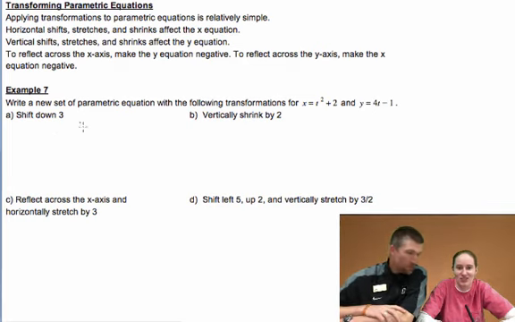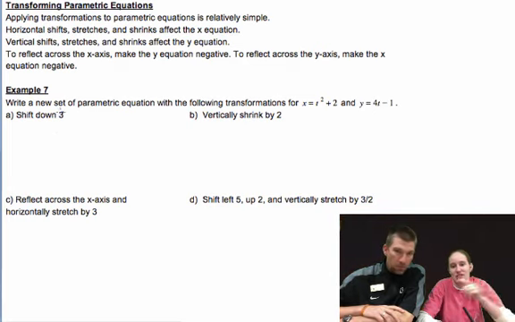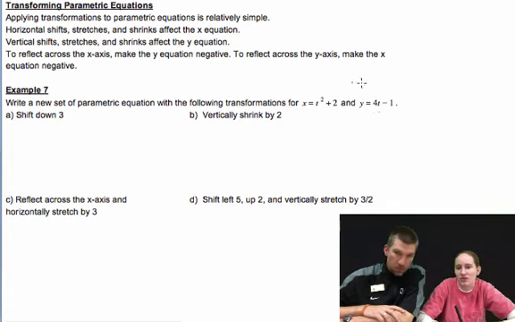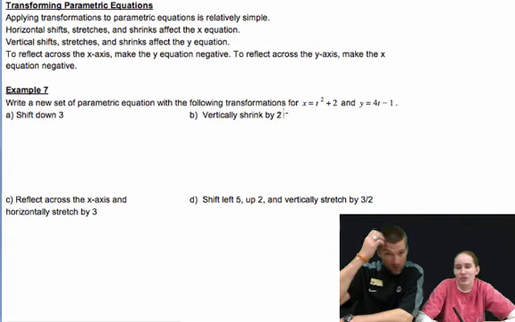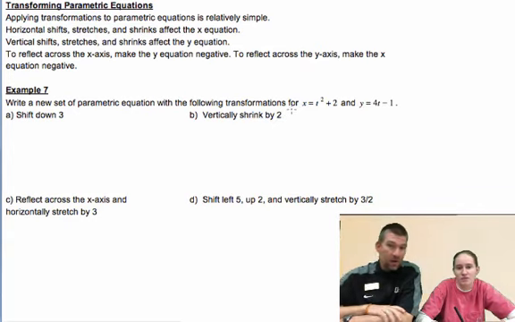Okay, so let's try this. For each of these, we're going to write a new set of parametric equations with the transformations they're describing. Here are our original two equations: x equals t squared plus 2, y equals 4t minus 1. It should be a parabola. You can put that in your calculator. It looks like it's going to be a parabola.